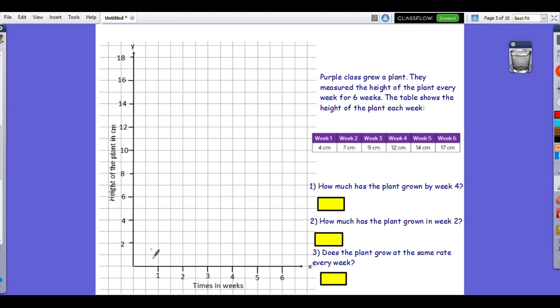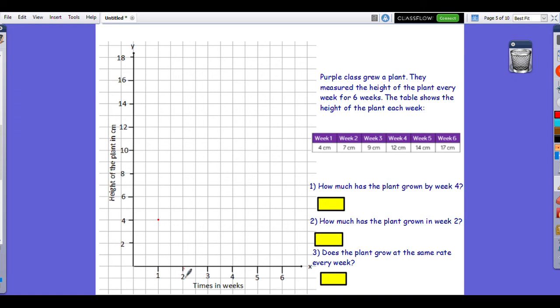Okay, so the first thing I'm going to check is my weeks along the bottom. So this is week 1 here, where this little line meets the line of the square. And I can see from my table over here that in week 1 the plant had grown 4 centimetres. Okay, so I find week 1 here and I follow this line up until I reach 4 centimetres, which is there, look, because I can see by following my eye across to the y-axis that 4 centimetres is here. So I'm going to put a dot there. That will be the first point of my graph.